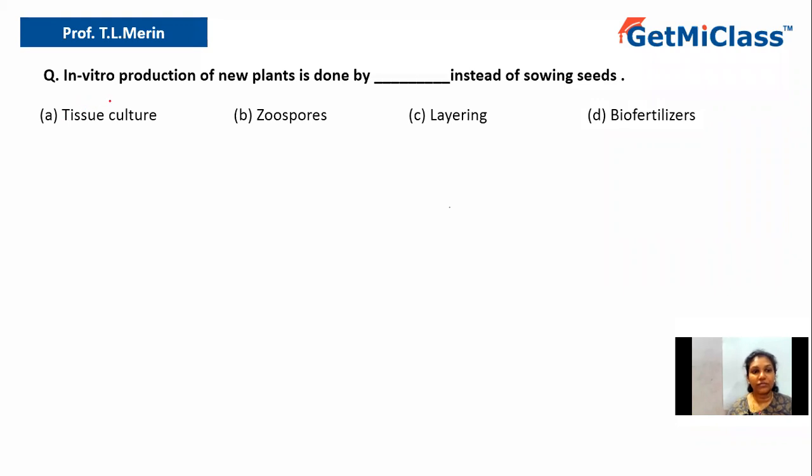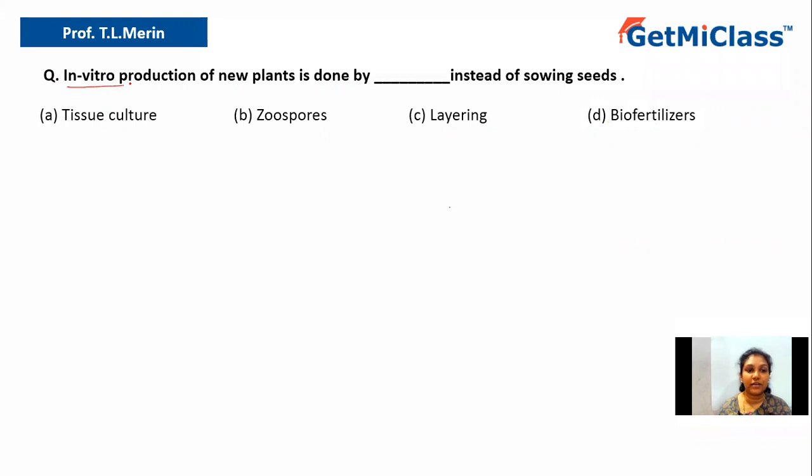Today we are going to discuss a question which says: in vitro reproduction of new plants is done by dash instead of sowing seeds. Option A, tissue culture; option B, zoospores; option C, layering; option D, biofertilizer. Let us try to understand the question.